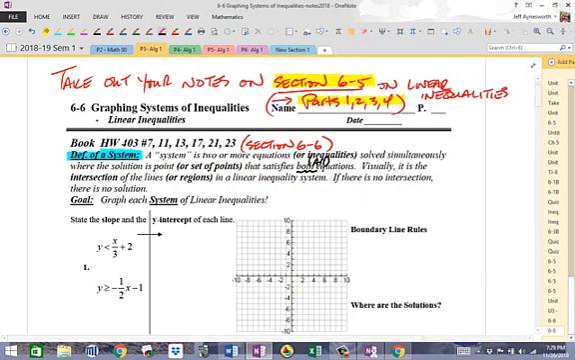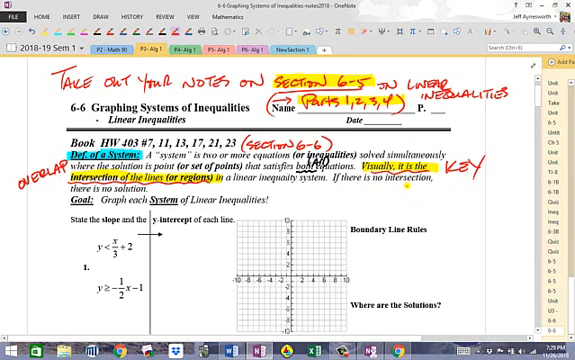Visually, it is the intersection. Let's highlight this. Visually, it is the intersection of the regions in the linear inequality system. That is the key aspect here. It is the intersection of the regions. All right, intersection. When I say intersection, write down overlap. You'll understand that when I start with the systems here.